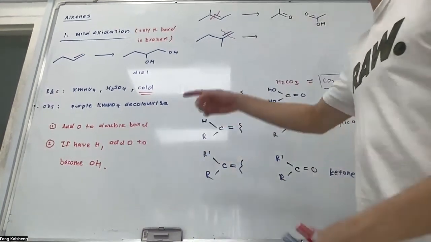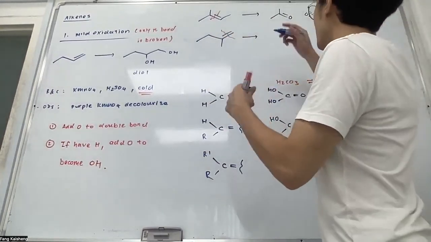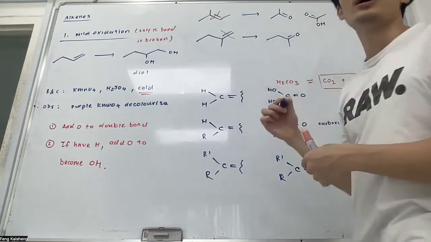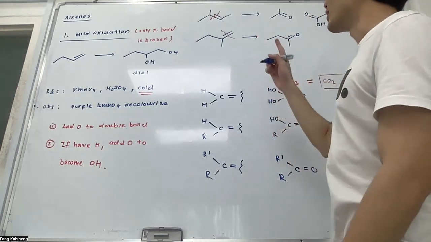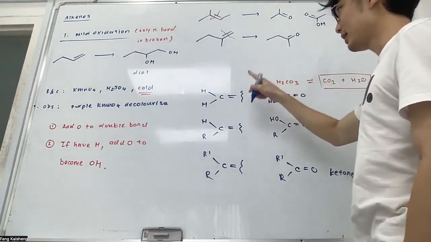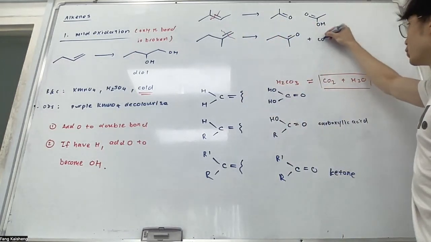Okay, let's take a look. Guys, the one on the left, you cut already, right? Then what do you do? Add O. Is there any H to add O's to? Done. Okay, the guy on the right, how many H's does he have? Two H's. So you just instantly write CO2 and water.